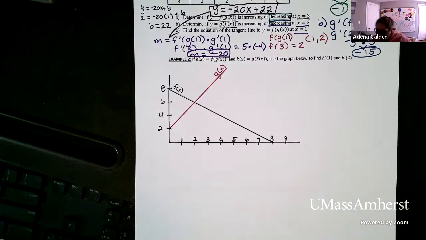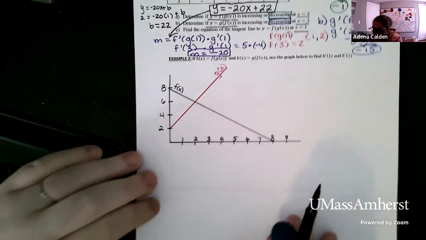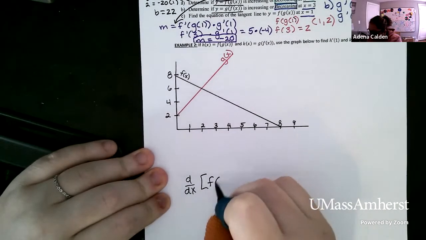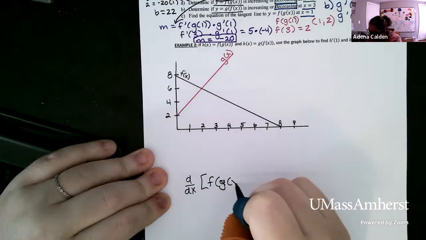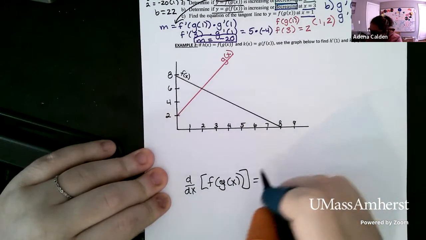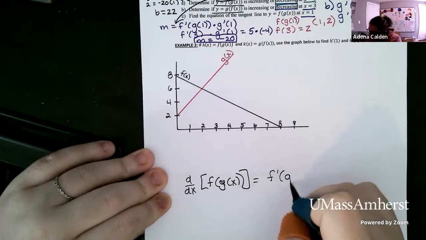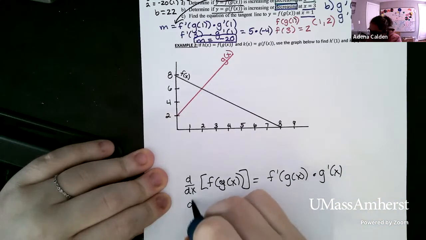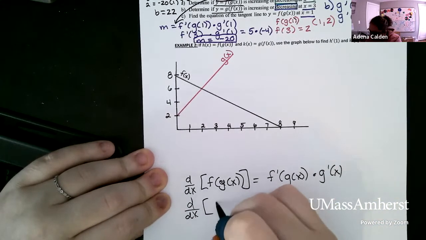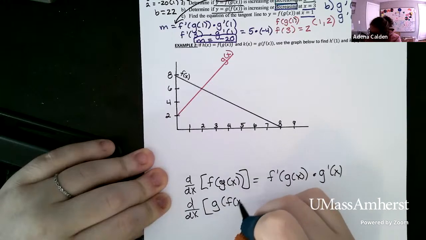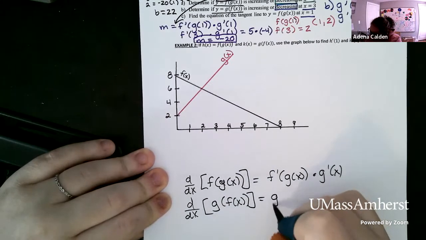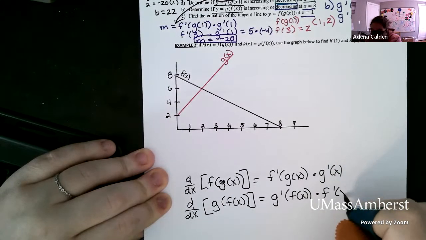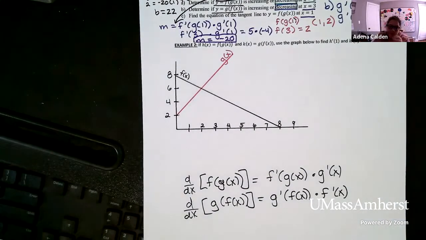And so as just a reminder, I'm going to put the formulas down here that we talked about. So if we have f of g of x, the derivative is f prime of g of x times g prime of x. And if we have the alternate composition, g of f of x, we get g prime of f of x times f prime of x. Okay, so these are the two formulas that we've talked about.